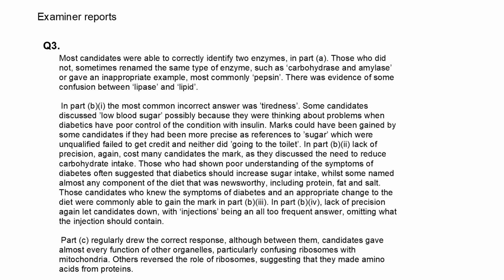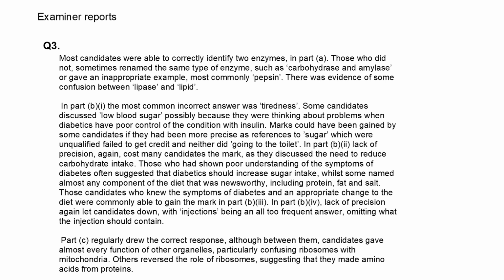Now, I am going to read through this because there is quite a lot of text and it is quite important. So question 3, most candidates were able to correctly identify 2 enzymes in part A. Those who did not sometimes renamed the same type of enzyme, such as carbohydrase and amylase. So they both do the same thing. Or gave an inappropriate example, most commonly pepsin. So pepsin digests proteins. There was evidence of some confusion between lipase and lipid.